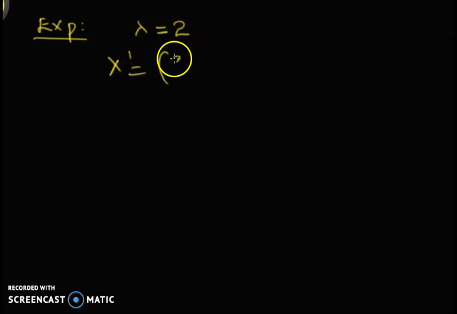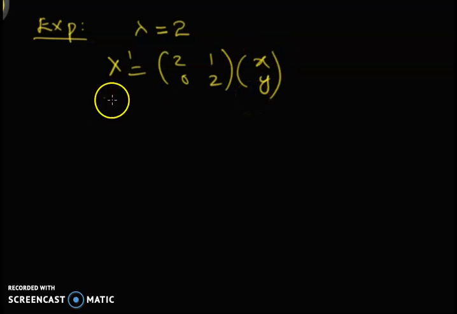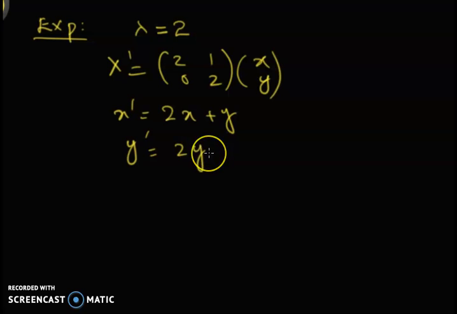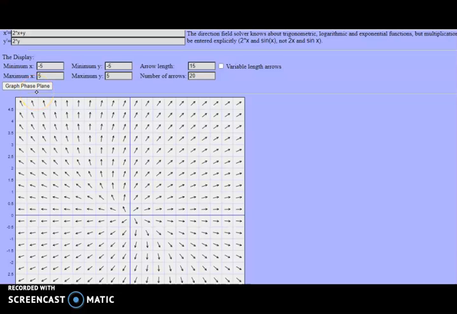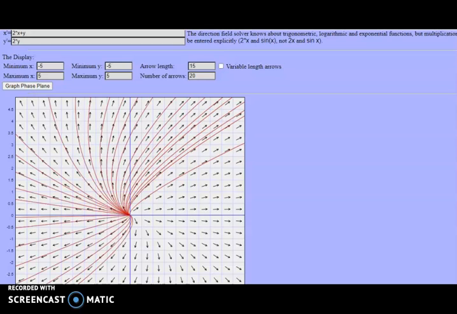We can quickly go towards an example of this. For example, I can consider lambda to be now plus 2. So my system should be x prime equals the matrix (2, 1; 0, 2) times (x, y). So x prime should be 2x plus y, and my y prime should be 2y. I can plot this and show you that the trajectories are really moving away from (0, 0). You can see that the trajectories are moving away from the origin. They are directed away from the origin. Though they are moving away along (1, 0), the x-axis, they are moving away.